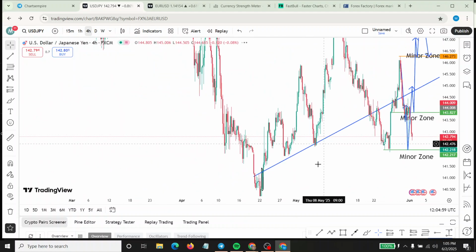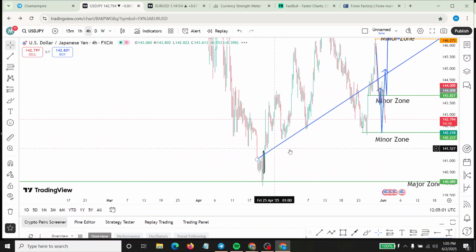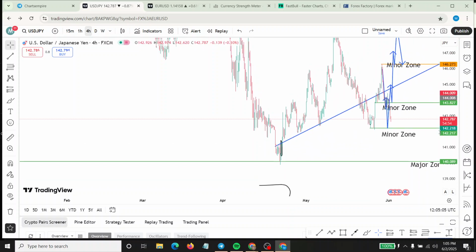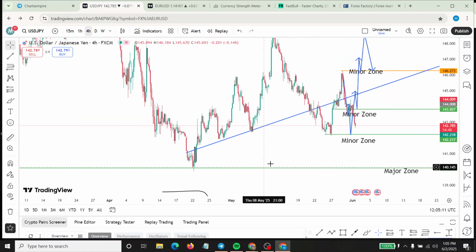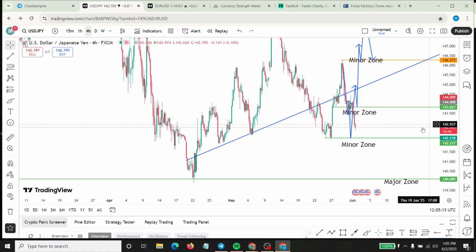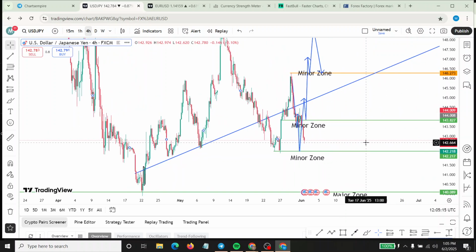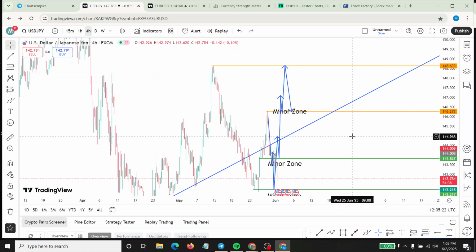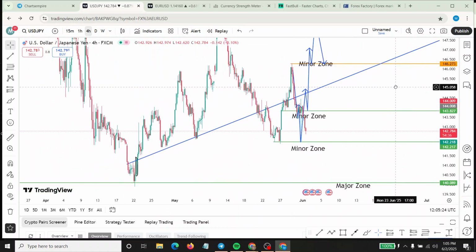We are still on support and resistance. In the last class we were able to differentiate between a minor zone and a major zone, and we also came to understand how we can identify our major zone, which is obvious.